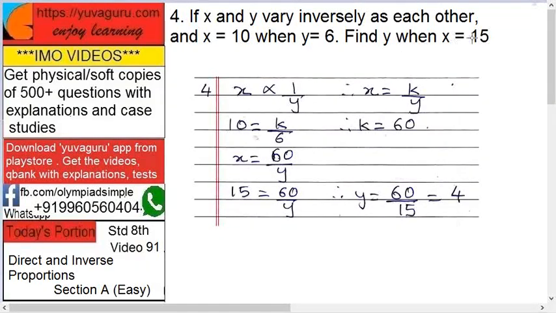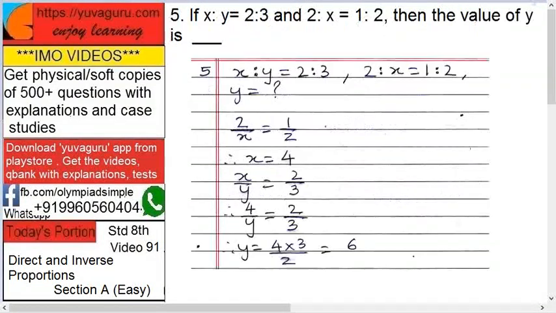Now find y when x equals 15. Put 15 over here: 15 equals 60 upon y. Take y on this side, 15 on this side. So y equals 60 upon 15. 15 goes down, 1 the 4, so y equals 4. That is the answer.